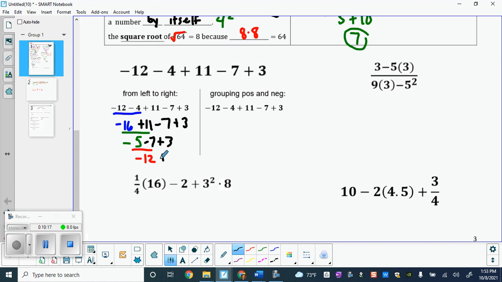And then a +3. And last but not least, since they have different signs, I'm going to subtract. 12 minus 3 is 9. Then I'm going to keep the sign of the bigger number, and I wind up here at a -9.